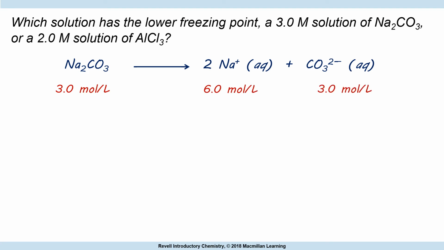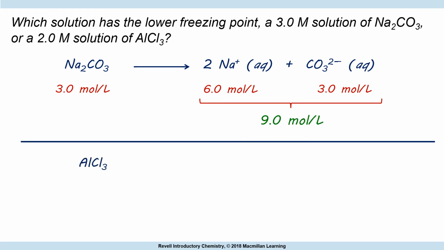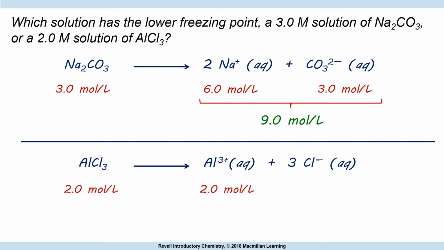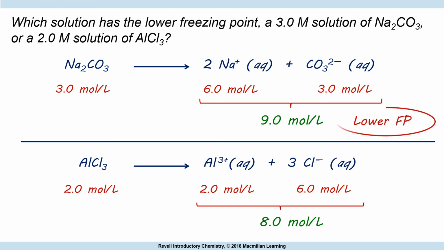So if we add that up, we're going to get 9. And for the aluminum chloride, the 2 molar goes to 8. So the winner is the sodium carbonate. That will lower the freezing point a little more.